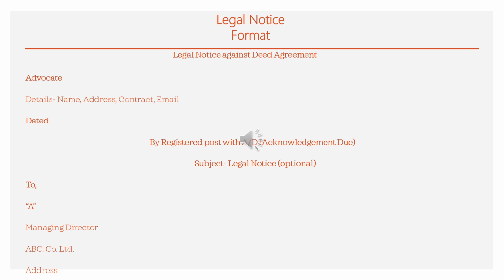The next part is the subject of the legal notice. It is optional. You can include it or not. It depends on you. And then you have to write down the name of the person to whom you send this legal notice. Here I mentioned A. A is the person, managing director, ABC Company Limited, and you have to provide the address also.